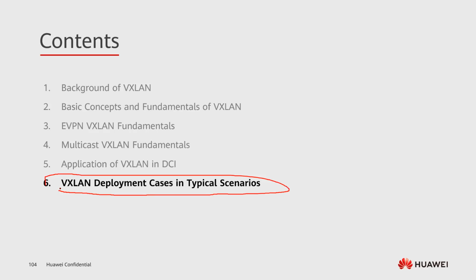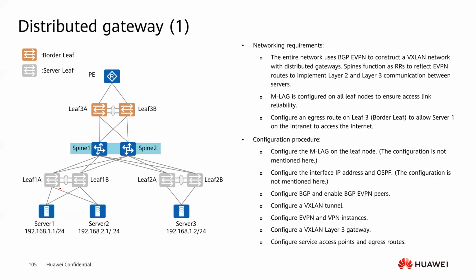Now let's look at a simple case about the deployment. All right, it is about the distributed gateways, and you will find that we have this topology. We have the spine devices, and leaf 3A and leaf 3B are the border leaves, and we have the server leaves. All right, and we have 3 servers, server 1, 2, 3.